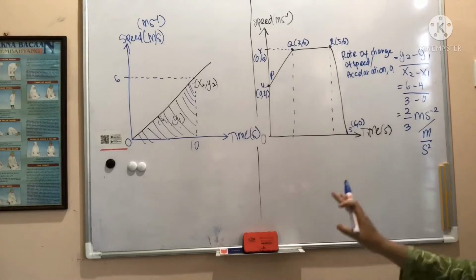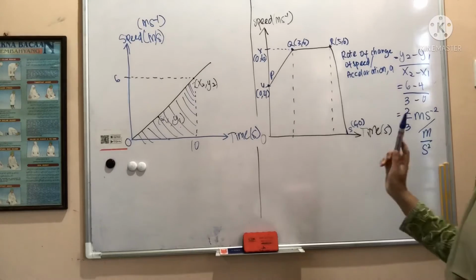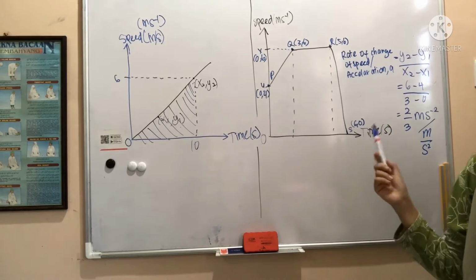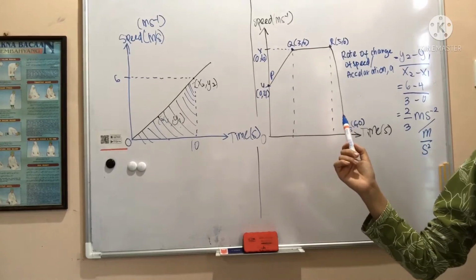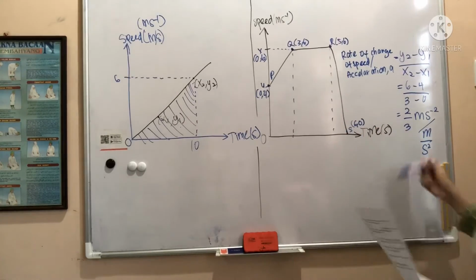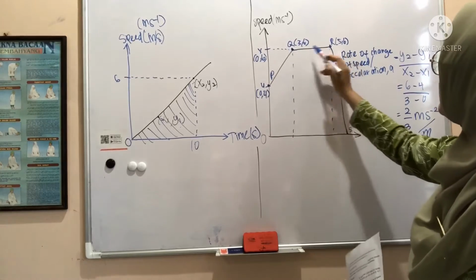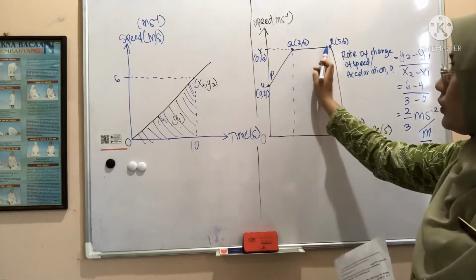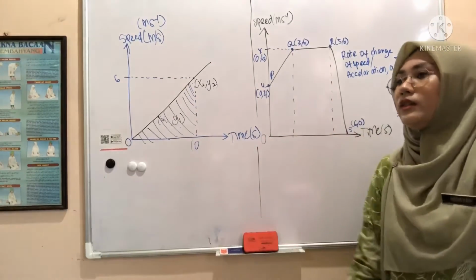Okay, it is the same meaning. Okay. Do you understand why we can get this 2 over 3? Okay, good. Alhamdulillah.